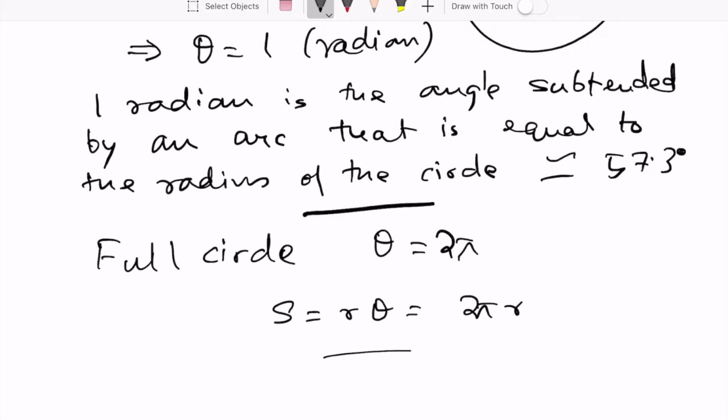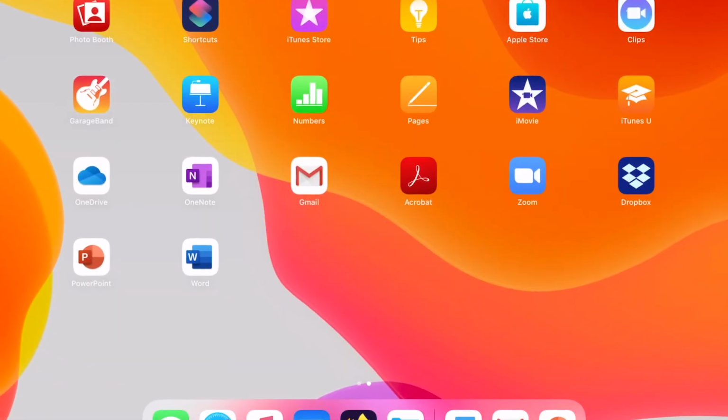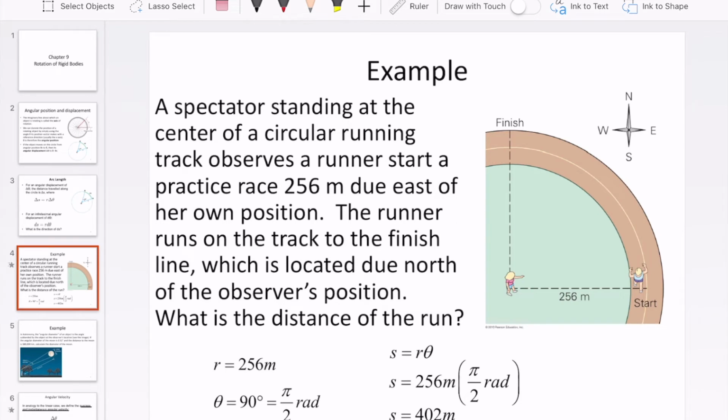All right. Now, on slide 4, I have a problem which is just an application of the arc length formula. The problem is fully worked out on the slide, but the only thing that you have to be careful about in this problem is that when you apply the arc length formula, theta has to be in radians. So in this problem, you're given the radius of the circle, and somebody runs 1/4 of the arc, so 90 degrees.